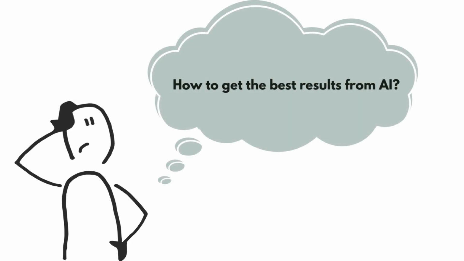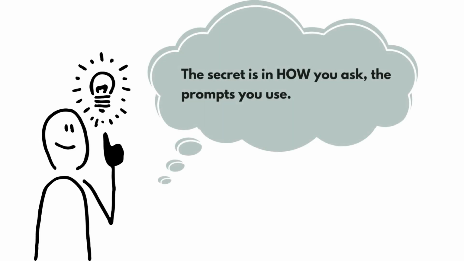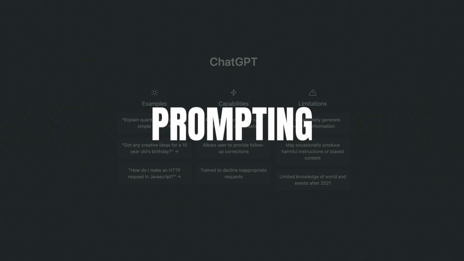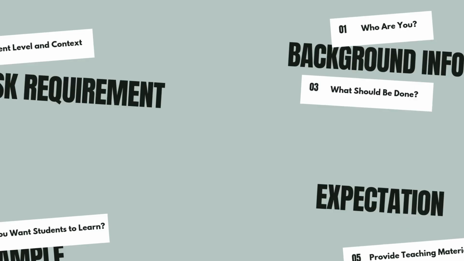Now, the most important part, how to get the best result from AI. How do we make it a useful tool? The secret is in how you ask, the prompt you use. So let's focus on the most important skill, prompting. How you ask the AI makes all the difference.